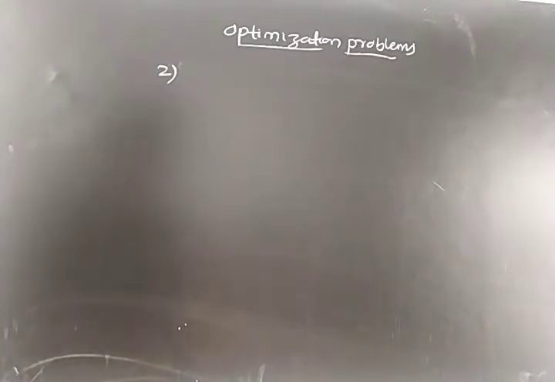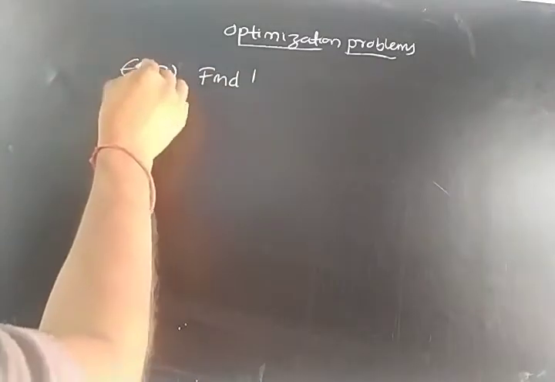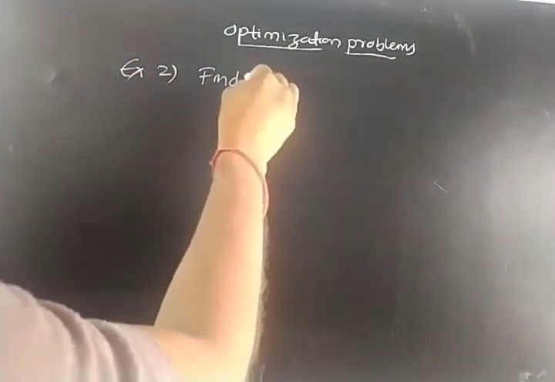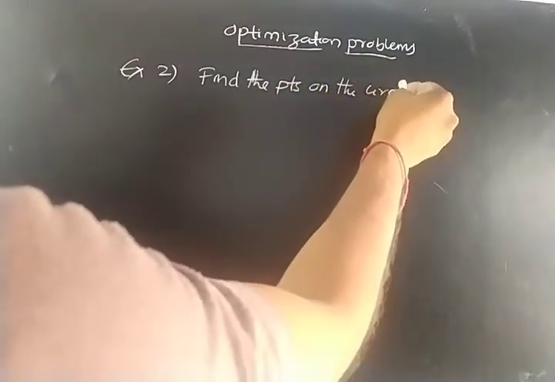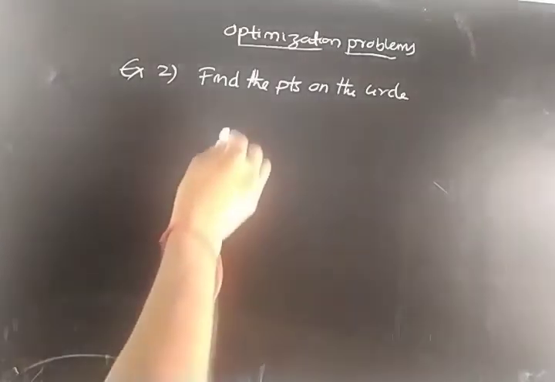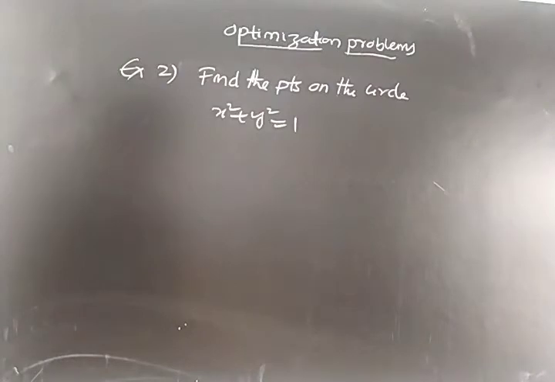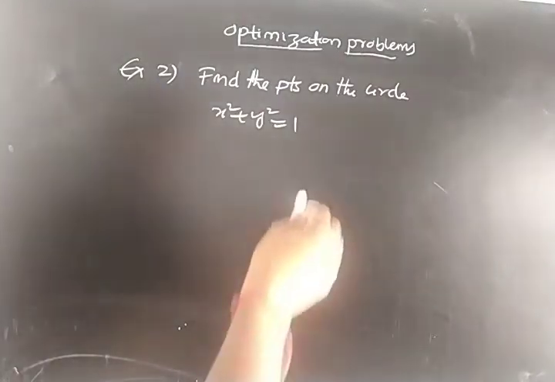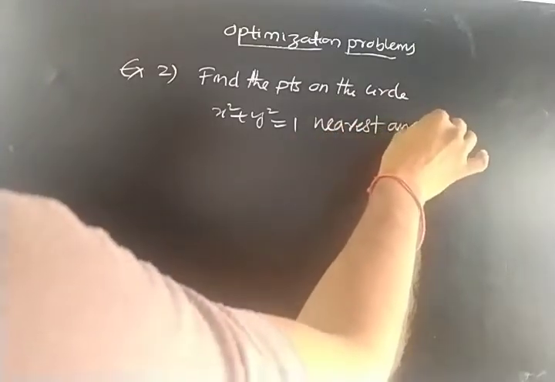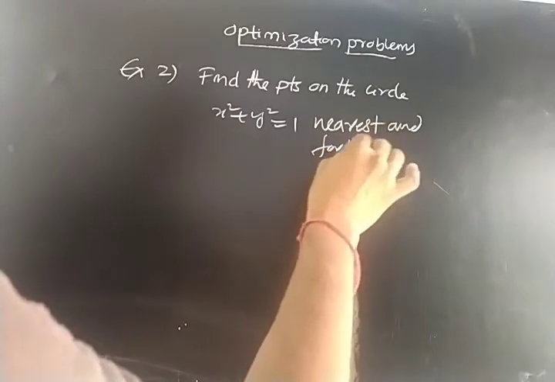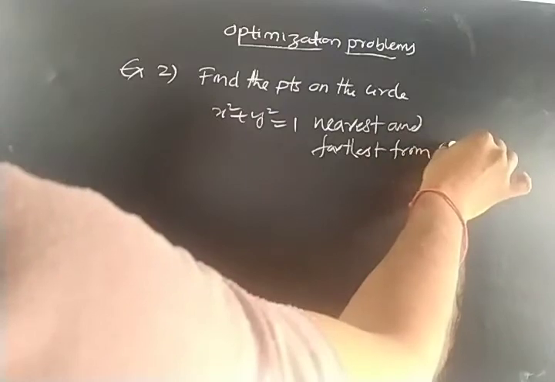Find the points on the circle. This is an example problem. Find the points on the circle x square plus y square is equal to 1 nearest and farthest from the point 1, 1.